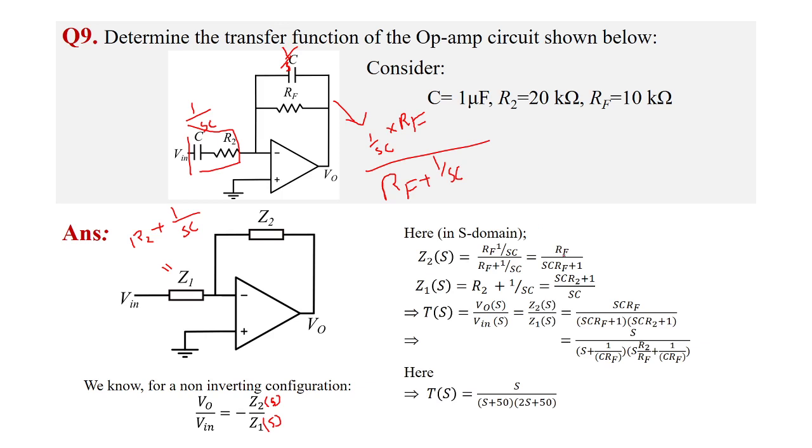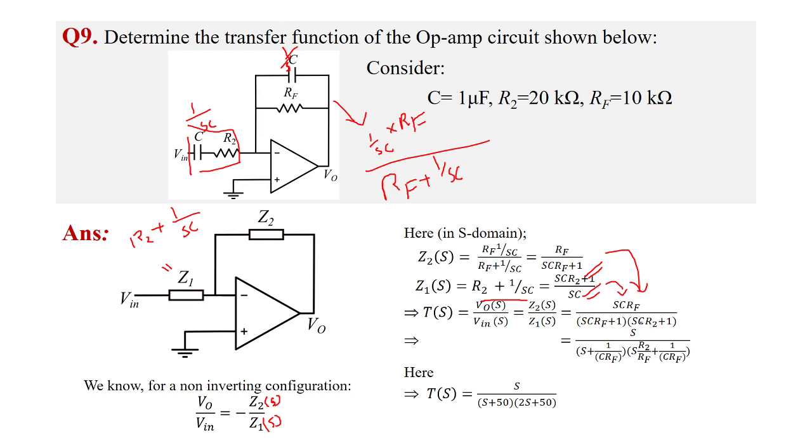So Z2 of S is, as I mentioned, on solving we'll get RF by S into C RF plus 1, and Z1 will be equal to, like, this is Z1 that we told. I just took both terms to have the same denominator, so SC into R2 plus 1 by SC. So I just substituted this in the transfer function T of S, V0 of S by Vin of S, Z2 of S by Z1 of S. On substituting both, we will get SCRF by SCRF plus 1 into SCR2 plus 1.